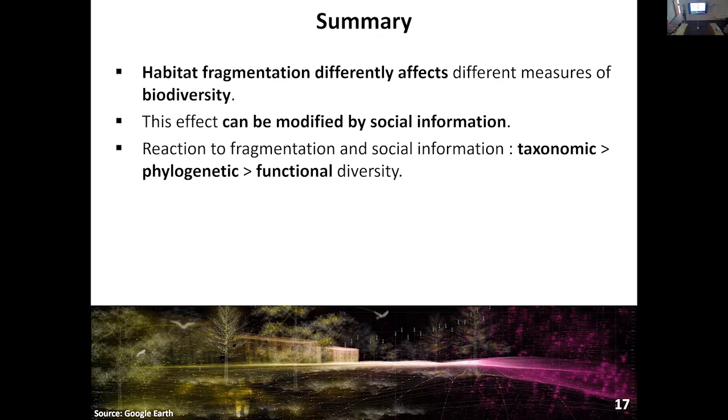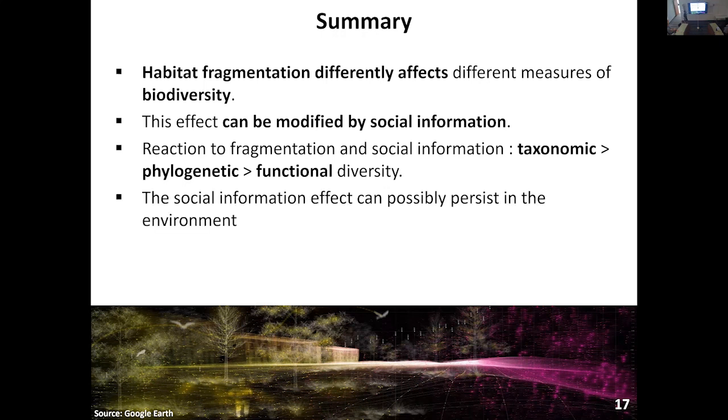And if we would like to order those diversity metrics from most reactive to least reactive, I'd say the taxonomic diversity reacted first, followed by the phylogenetic diversity, and functional diversity had the least amount of statistically significant results. And our results being still statistically significant even 1 year after the experiment might suggest that those effects can possibly persist in the environment even 1 year after the experiment.